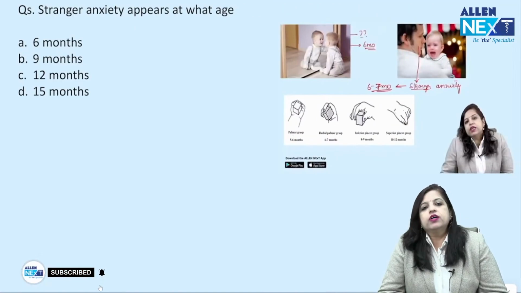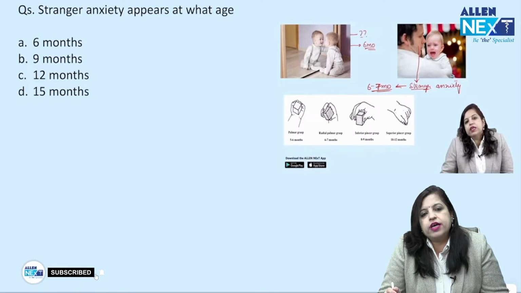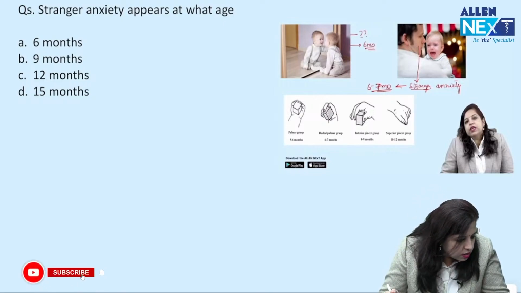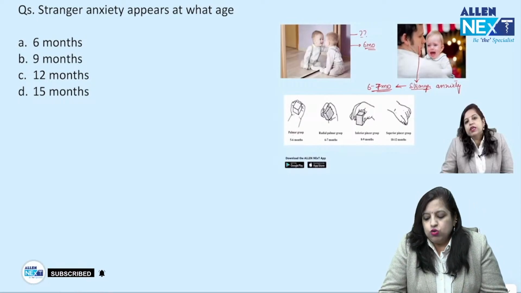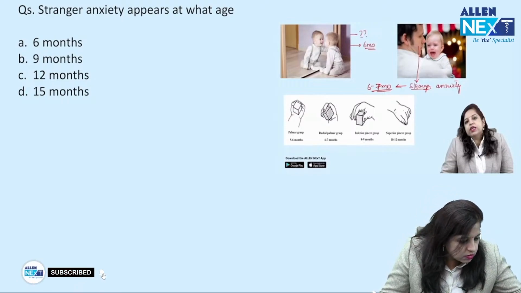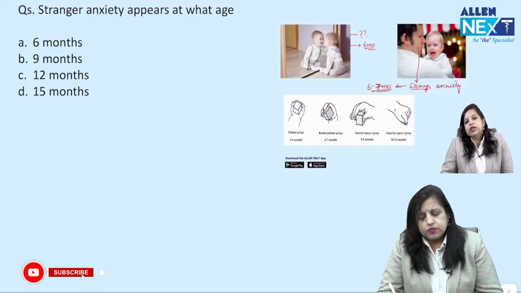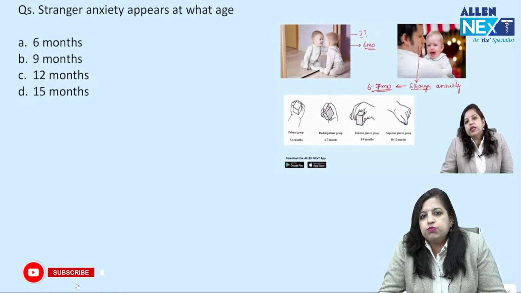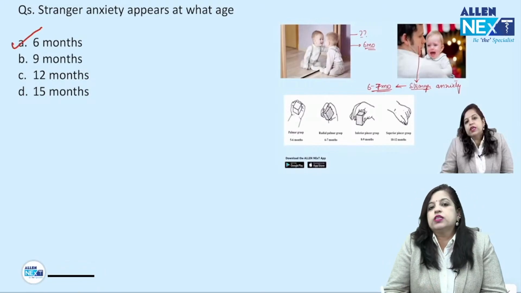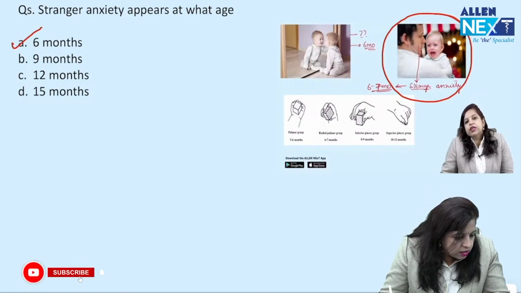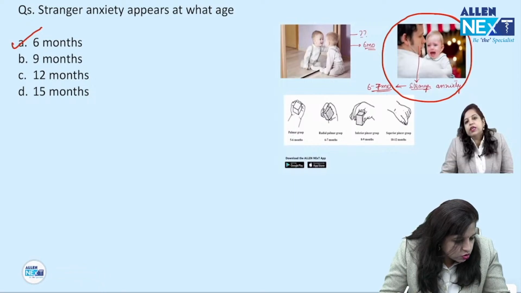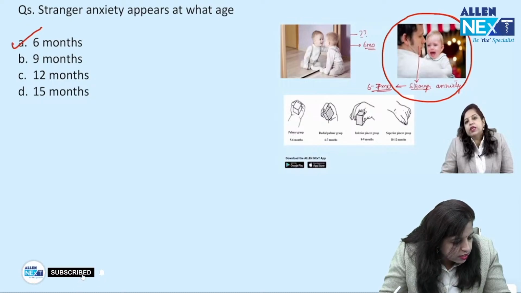Then, stranger anxiety appears at what age? Was this the question there? Stranger anxiety, we all know, comes between the age of 6 to 7 months. If this question has come, the correct answer is going to be 6 months: the child sees a stranger and becomes anxious. We had discussed in the Guess the Paper series that stranger anxiety comes at around 6 to 7 months, right?